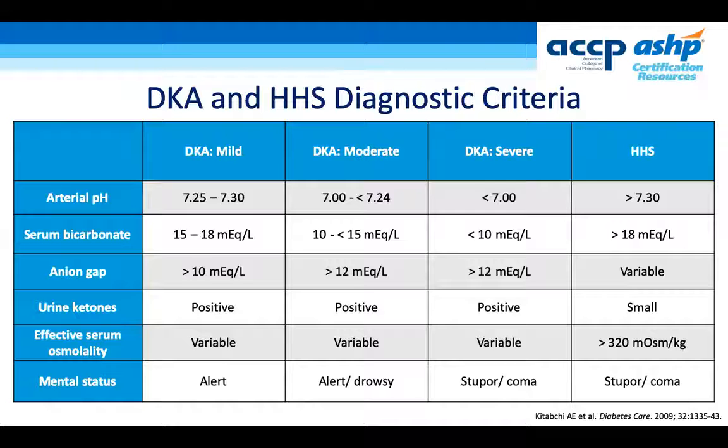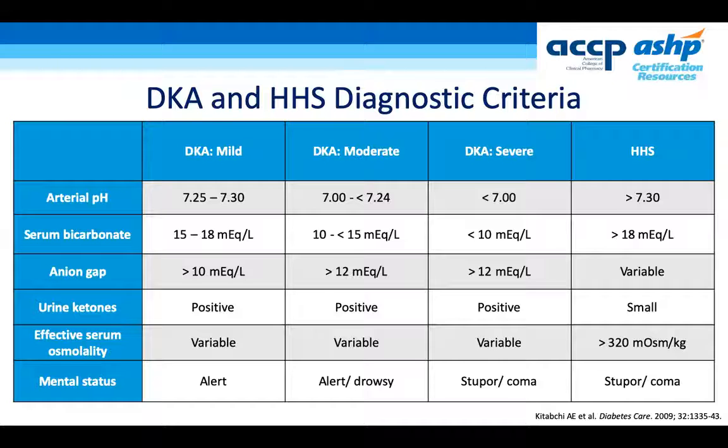Your anion gap is going to be elevated. Urine ketones are, of course, going to be present. Your serum osmolality can be really variable in these patients, as well as mental status, with those in severe DKA having the worst of being in a stupor or a coma.